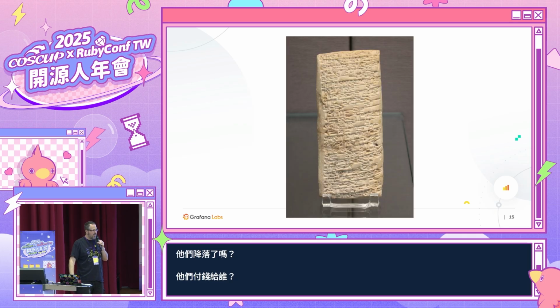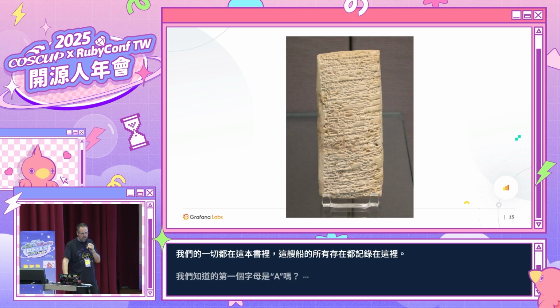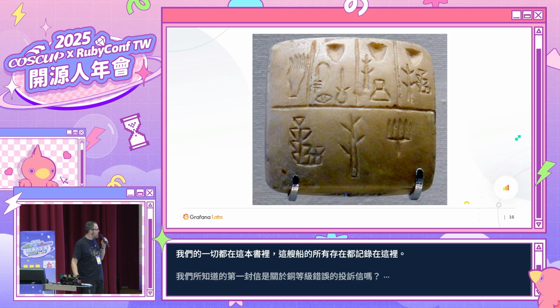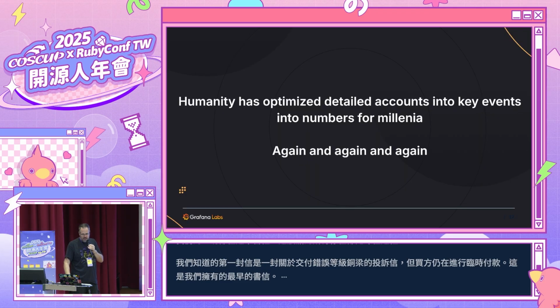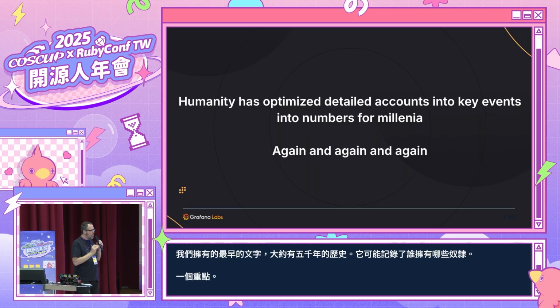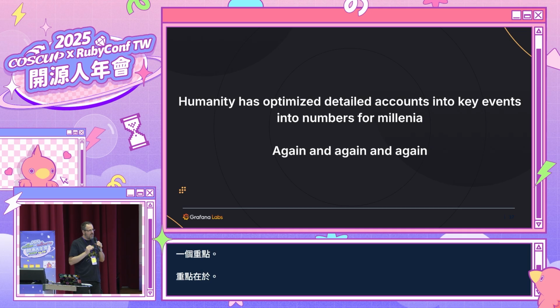That's the first letter we know of. It's a complaint letter about the wrong grade of copper being delivered, but the buyer is still making provisional payment. And this is the first writing we have, which is roughly 5,000 years old. It likely tabulates who owned what slaves at one point. The point here is, humanity has always optimized data in the same way. Something is worth doing. You write down the whole story. It keeps being worth doing, and it becomes too expensive. So you compress into the key events.